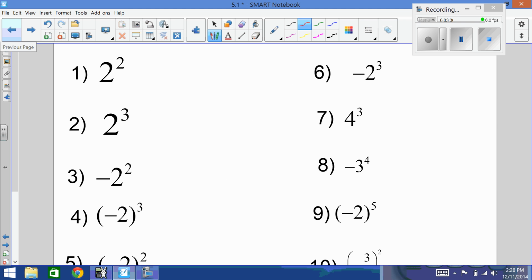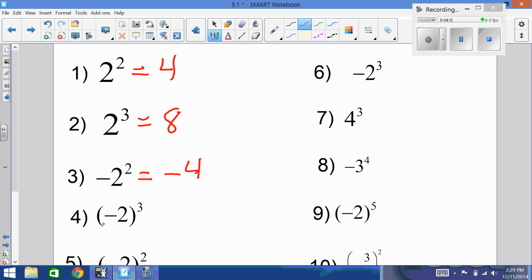All right, let's practice some. I'm going to do the stuff on the left. So 2, there's no negative, so my answer is going to be positive. And 2 squared is 4. Here, there's no sign, so that means it's going to be positive. So 2 cubed is 2 times 2 times 2, which is 8. Now here, I have a negative, but it's not in parentheses, so that means my answer is going to be negative. And then 2 squared is 4.